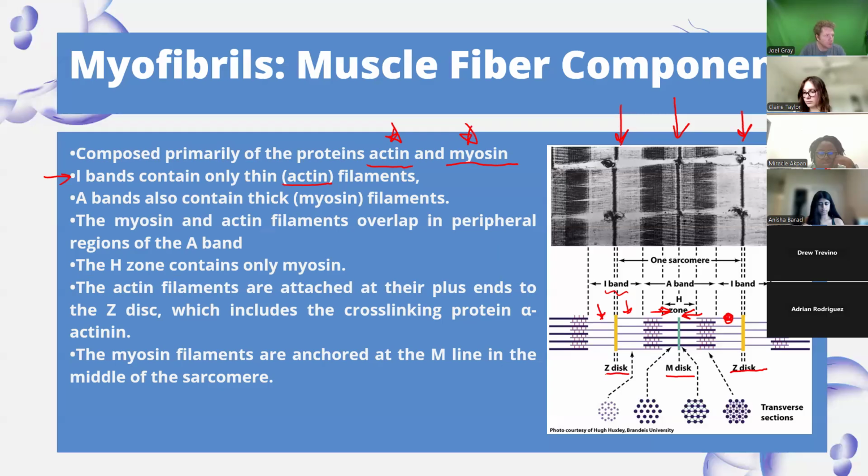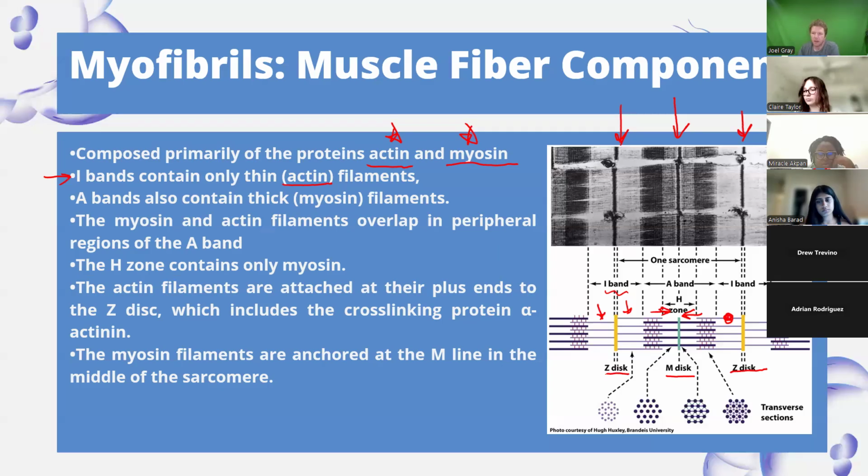Now, since our H zone is getting smaller, notice the I band is nothing but actin filaments coming from the Z disc. What do you think is going to happen to the I band? Is that going to grow or shrink whenever the Z discs get closer to the M disc? That too is going to shrink. You're absolutely right. Now, one region that will grow in all of this is the A band.